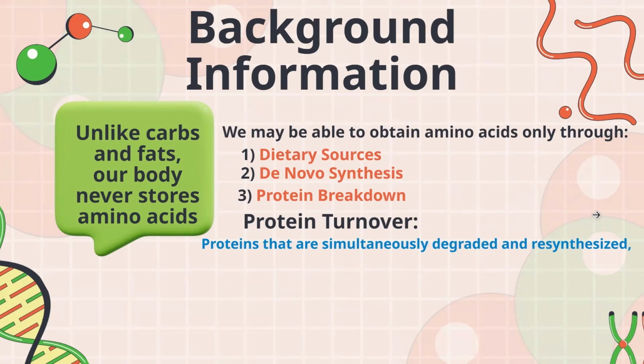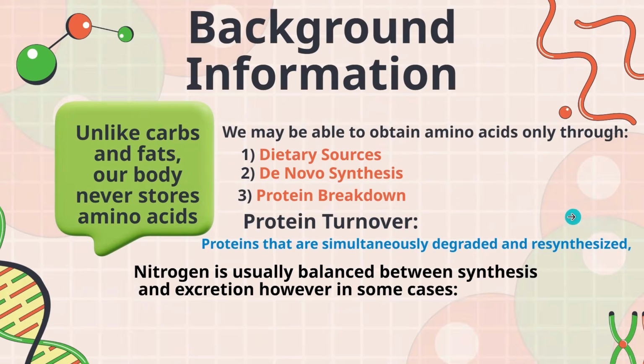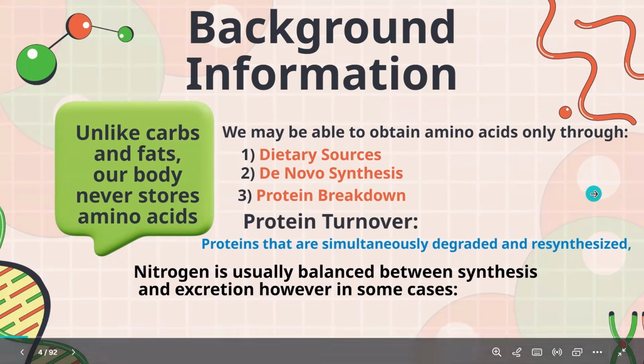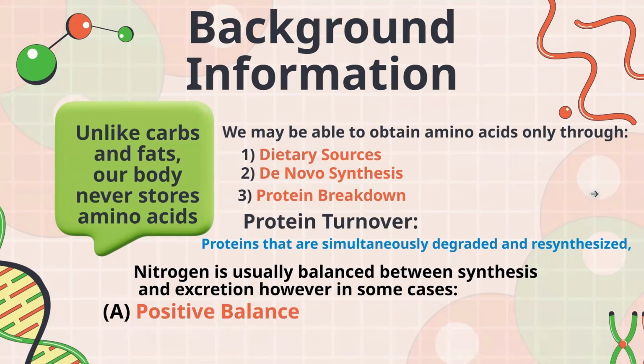Which brings us to the eventual excretion that we need to realize: nitrogen, in most cases, is balanced between synthesis and excretion. However, there are some cases when nitrogen may not be balanced. Sometimes we may have something called a positive balance, and sometimes something called a negative balance.